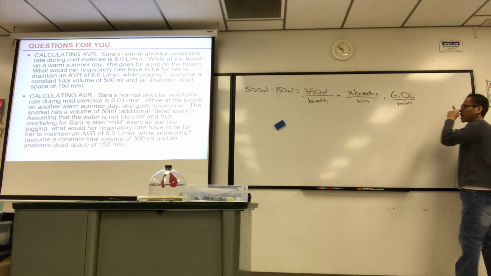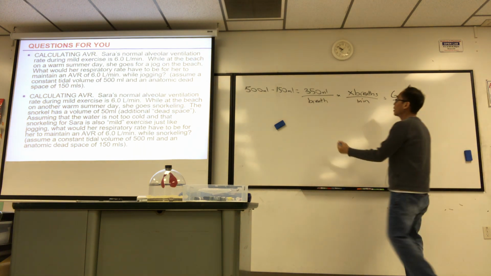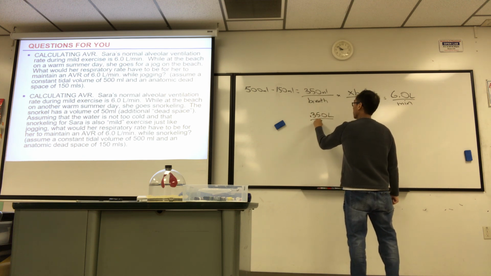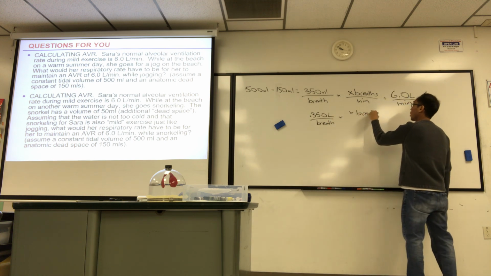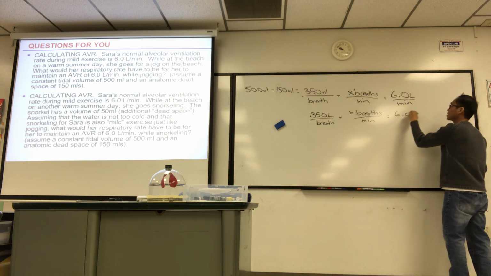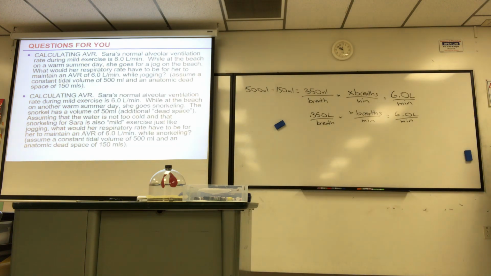Now the units are different, so I've got to make them the same. I'm going to convert 350 ml to liters. So I'm going to go 0.350 liters per breath times X breaths. That's the unknown, per minute equals 6. And don't get lost in the numbers, just think conceptually. How many breaths per minute does Sarah need to take to get your 6?